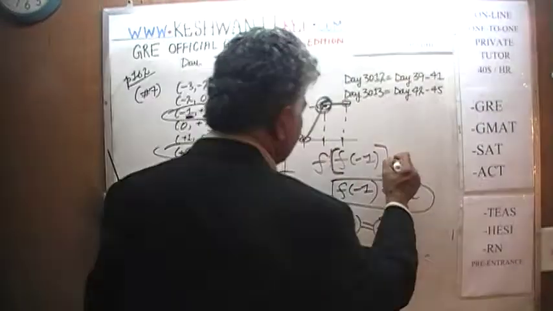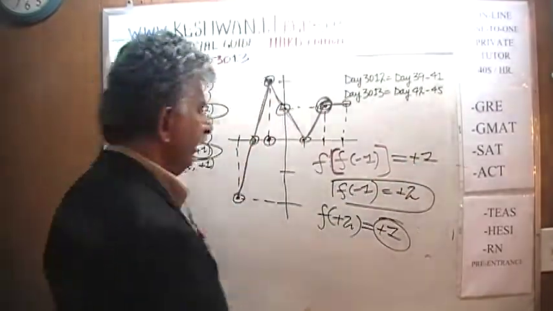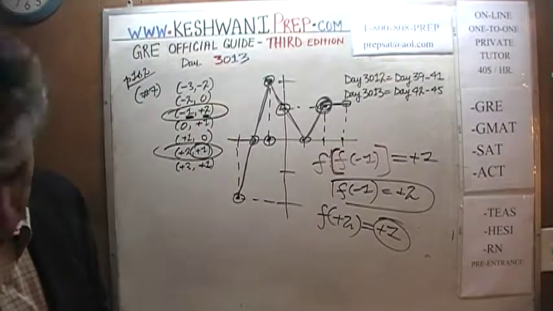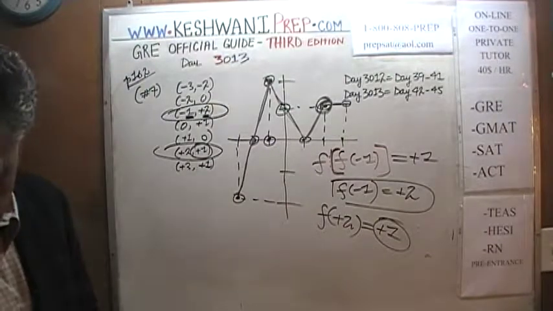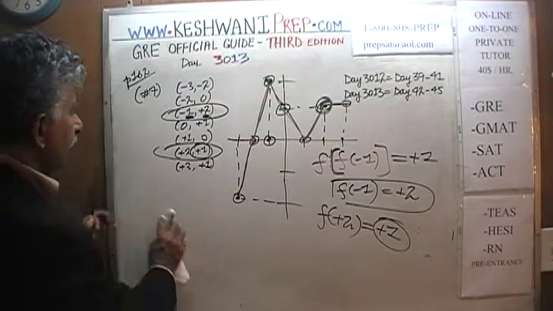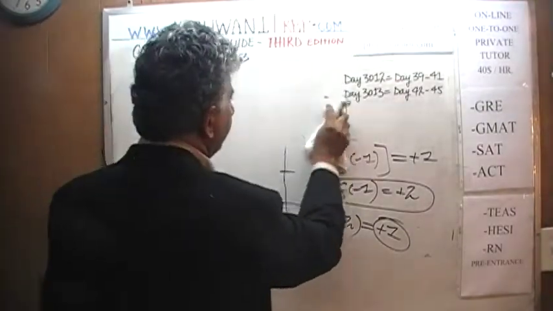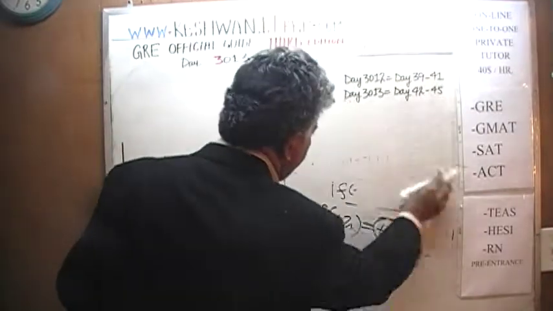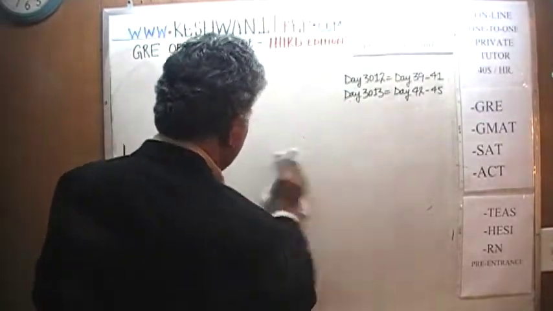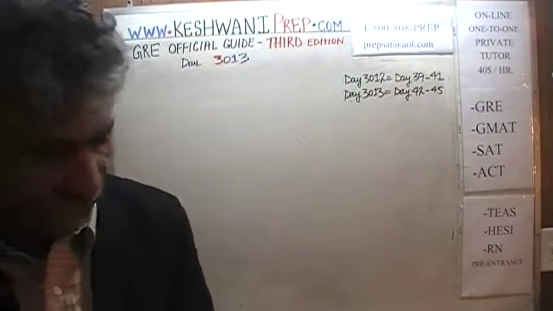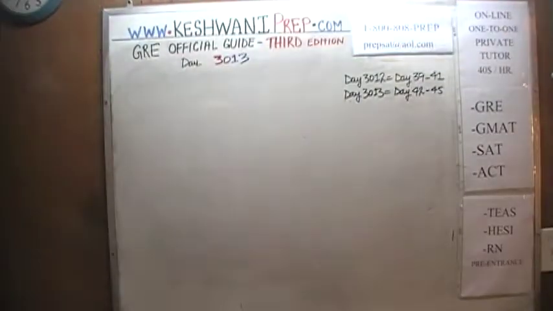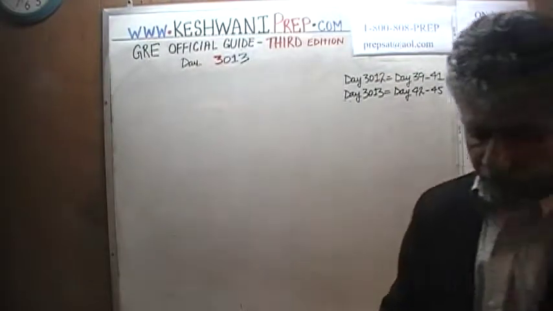And that is the value of f of negative 1, which is positive 1. Very simple, very straightforward. Let's do the next one. Some of these questions just make you wonder why they are there. They are there because some people have trouble with it.